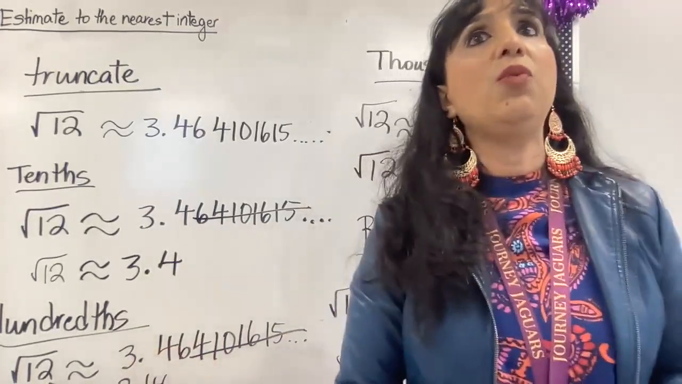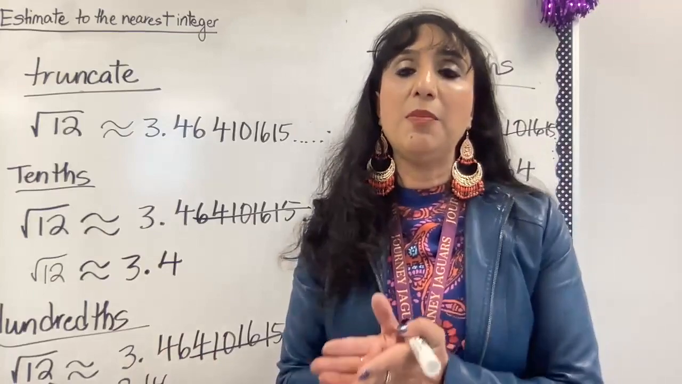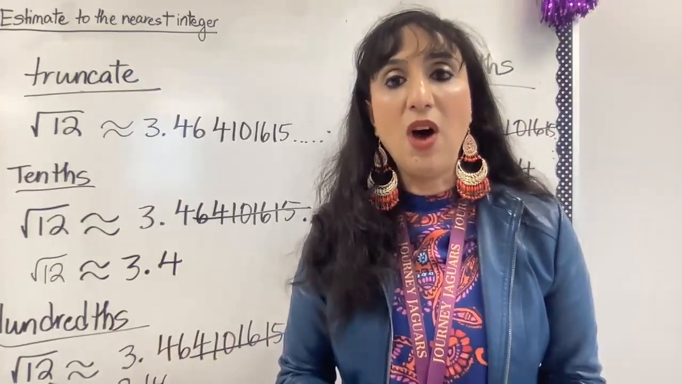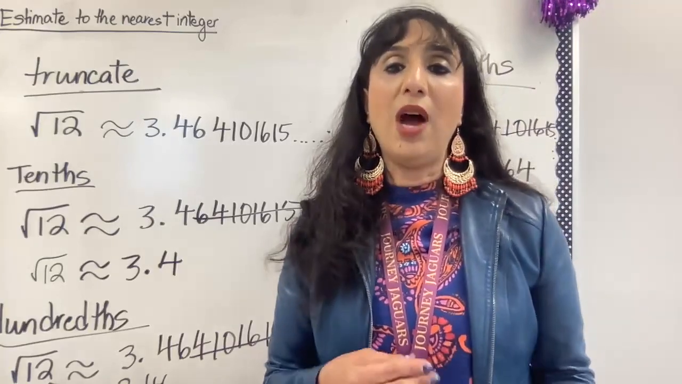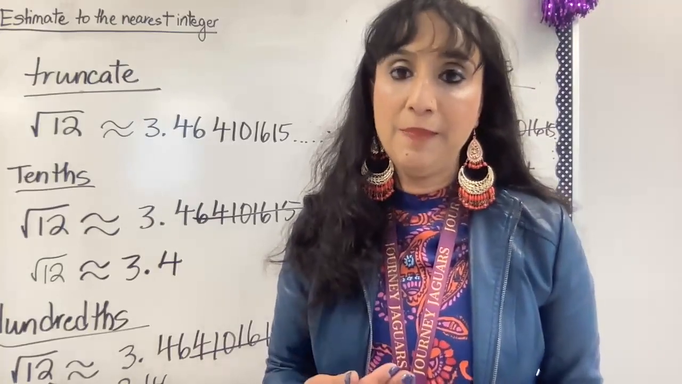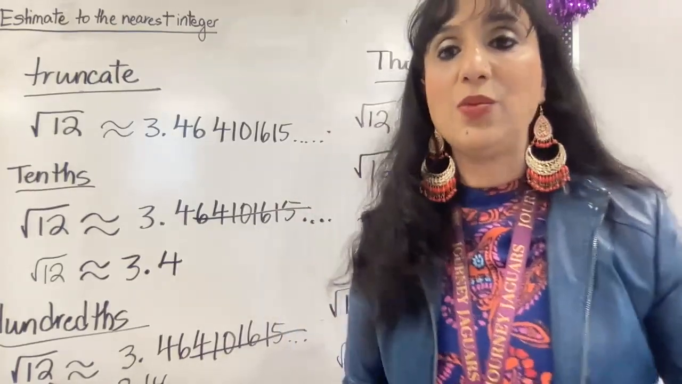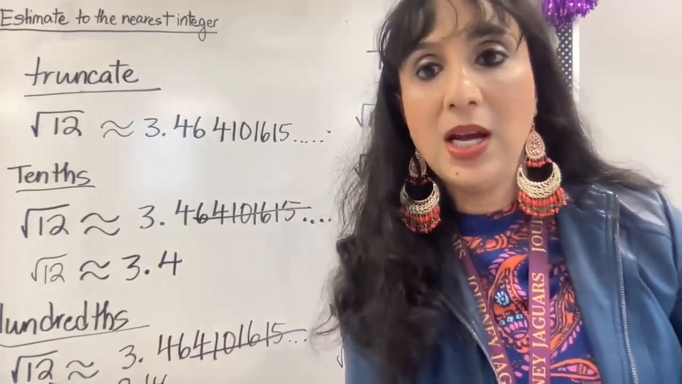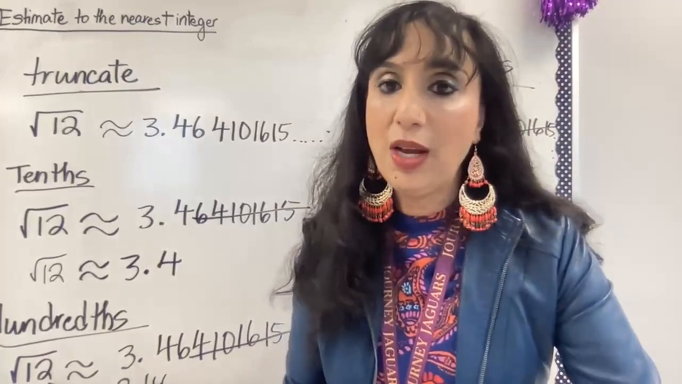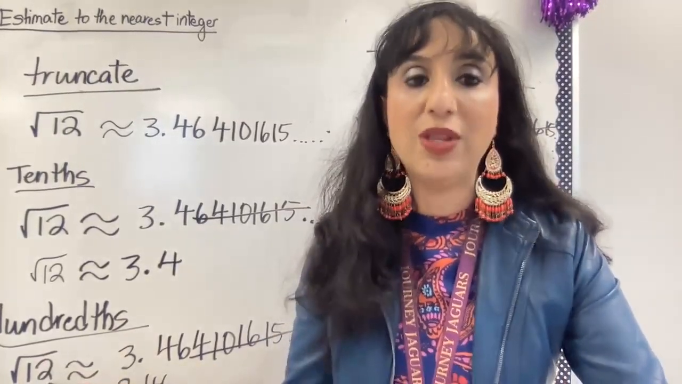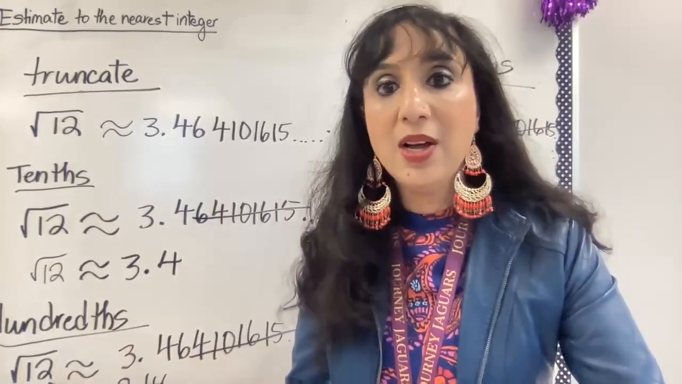In rounding, we look at the number to the right of the place value. If it is 5 or higher, we round that place value up. If it is less than 5, it stays the same. Whereas where truncating is concerned, there's no rounding going on. We are eliminating everything behind that place value. So that's the difference between rounding and truncating.